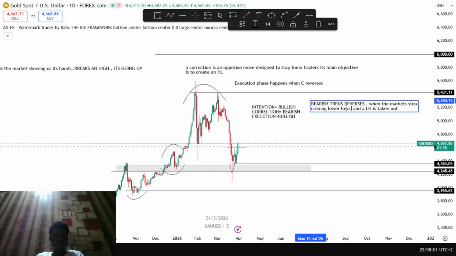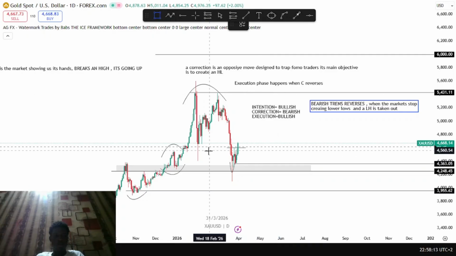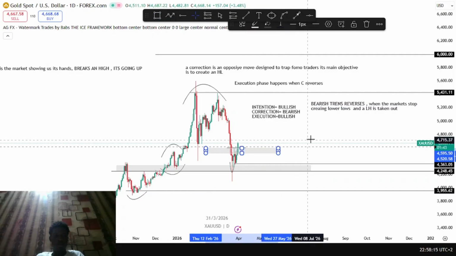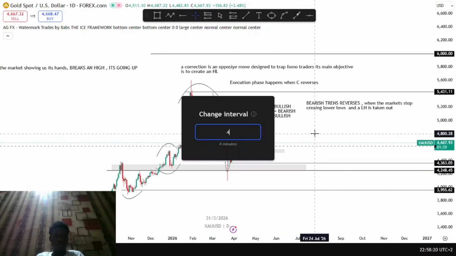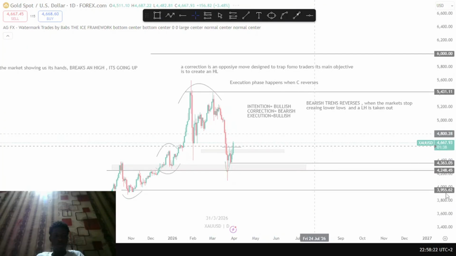So a bearish trend reverses when the market stops creating lower lows and a lower high is being taken out. How can I see that here? I cannot see that here. I'm seeing it because I've trained my eyes to see through experience. I know this is a lower high that has been taken out. The market stopped creating lows. But how can I see it better?